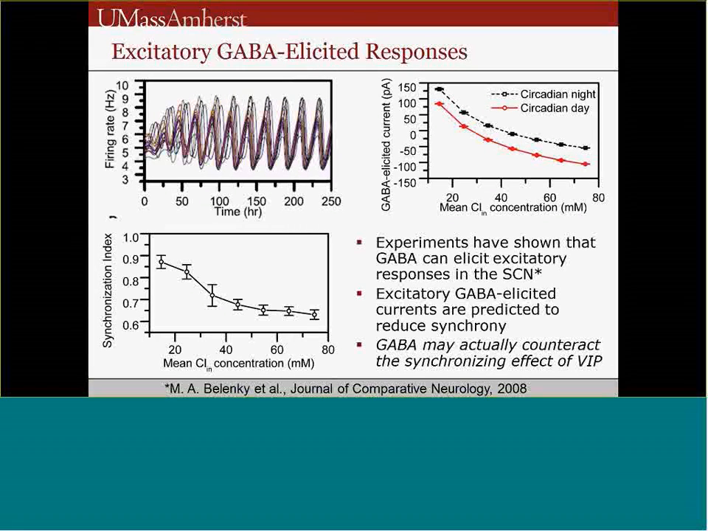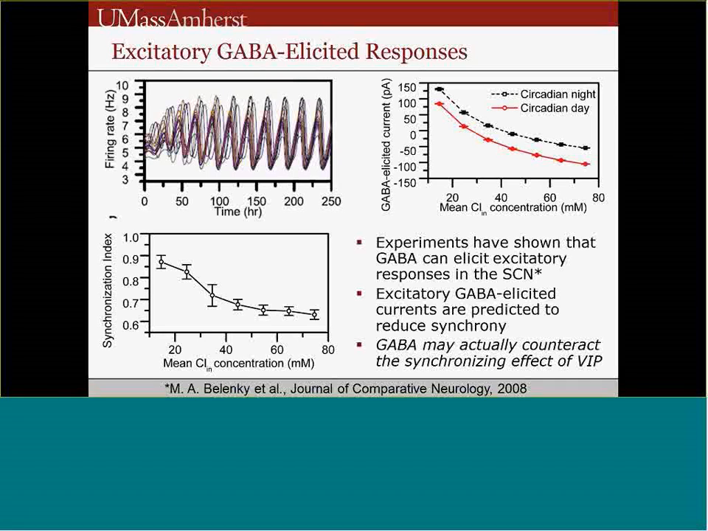And then if you look at this, this is the same axis here. If you look at the synchronization index as a measure of how well the cells are synchronized, one is perfect synchrony, zero is perfect asynchrony. So you can see when GABA signaling goes from inhibitory to excitatory, there's a big drop in the synchronization of the cells.